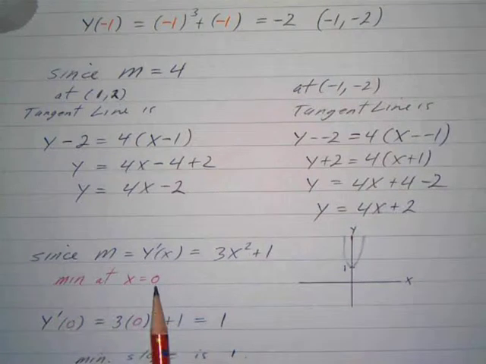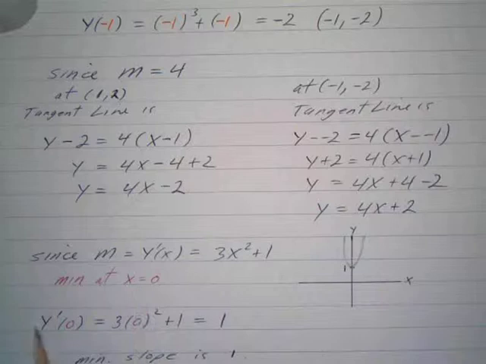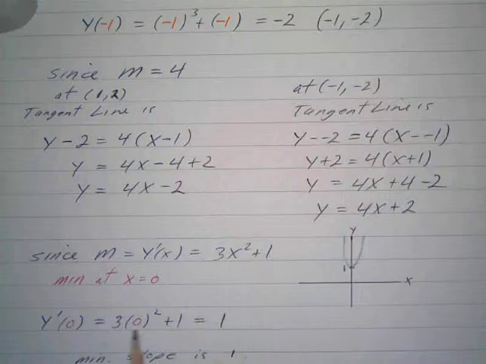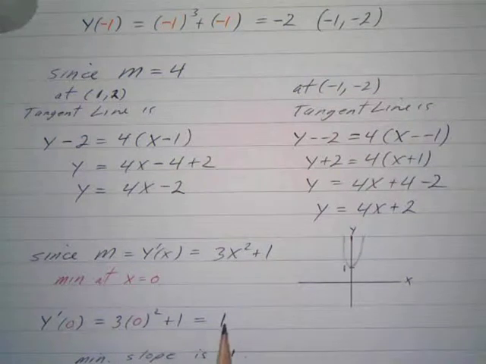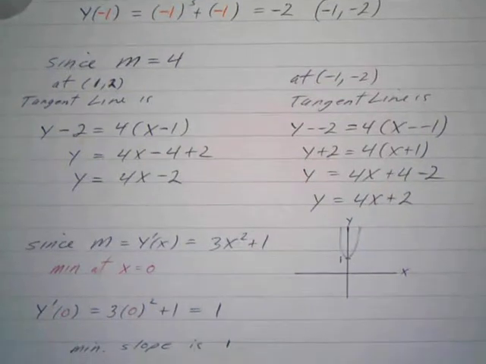So with a minimum value when x is 0, I can put that 0 value into the equation of the slope, which is the derivative, 3x squared plus 1. 3 times 0 squared plus 1 is just 3 times 0, which is 0, plus 1 is 1. So my minimum slope is 1, and it occurs when x equals 0. I hope that makes sense.